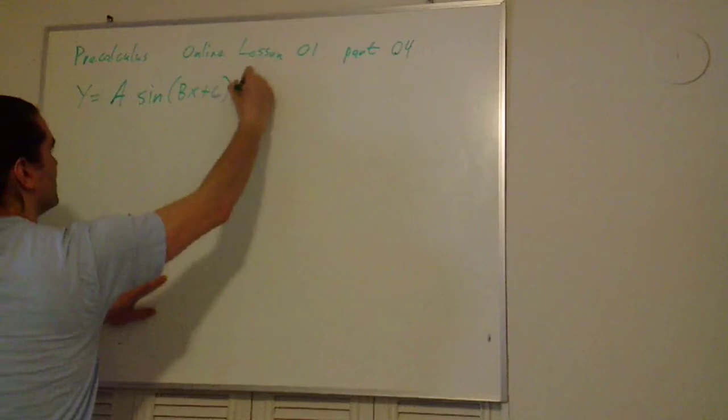Then we'll talk about a phase shift. Phase shift is whatever makes this 0. 2x minus pi over 2 equals 0. So 2x equals pi over 2, x equals pi over 4.